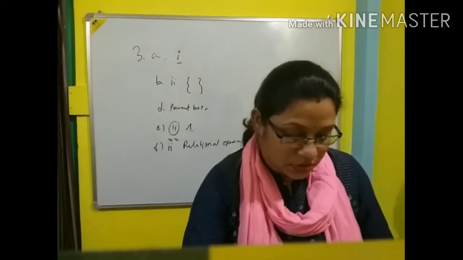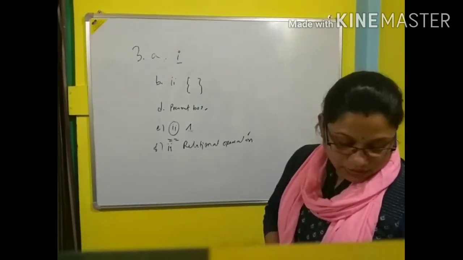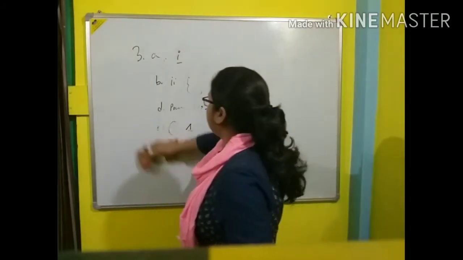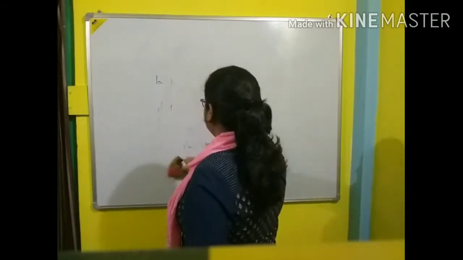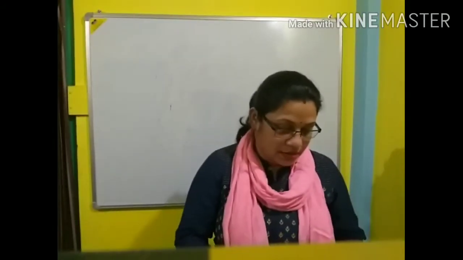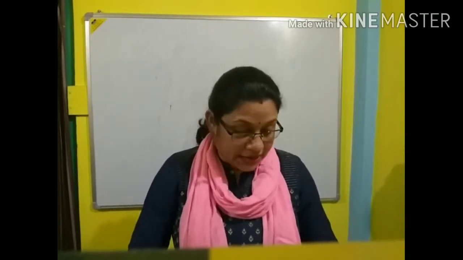Okay, students. So these are the multiple choice questions given in your book. Now move to the descriptive type questions. So I am going to explain it for you. First descriptive question, 1A. What are the 3 data types in JavaScript?